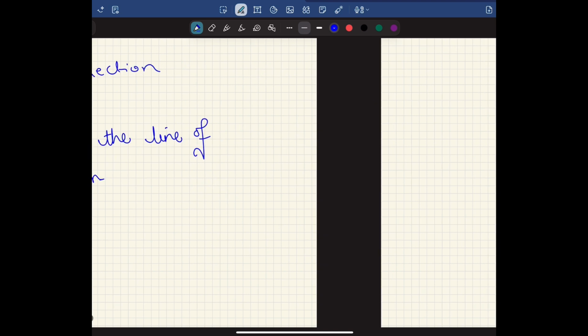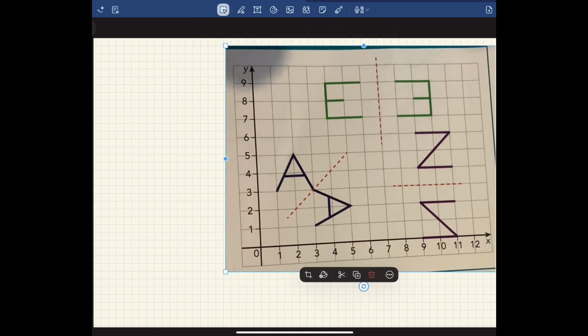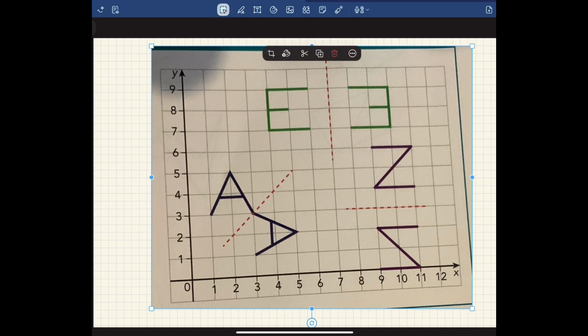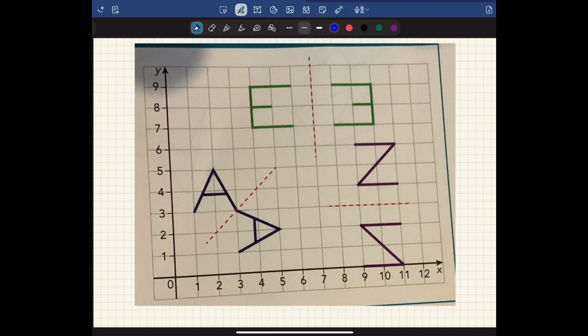Okay, so let's have a look at this example. Here they've given us the object and the image, and they're asking us to find the equations of the lines of reflection. Okay, so let's have a look at E first.